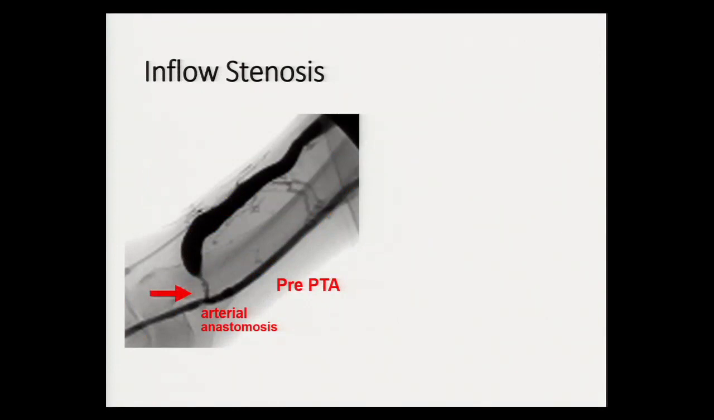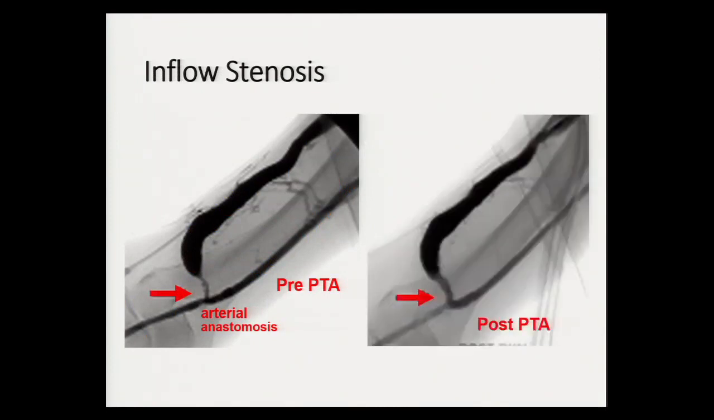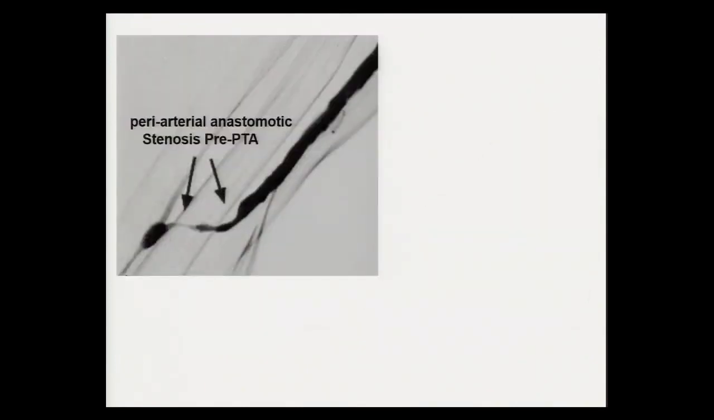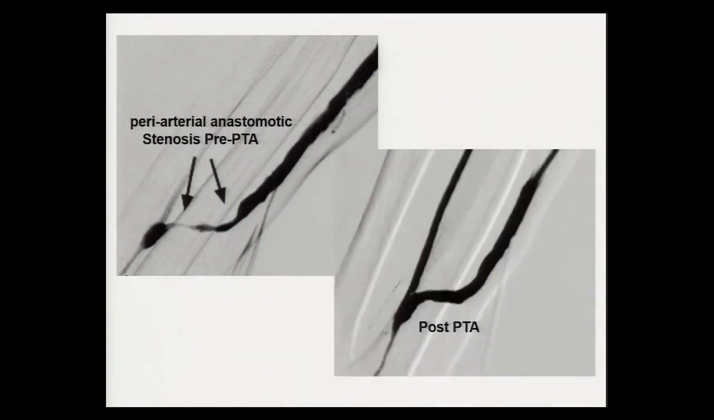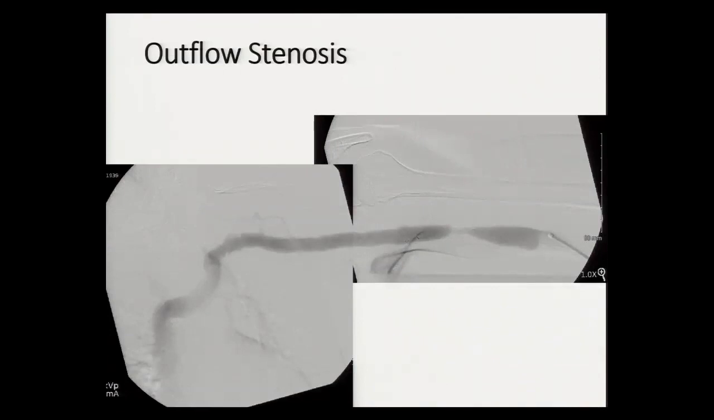So here are some images to show what we see and what we can do about these things. This is, for example, I believe a brachial cephalic fistula, brachial artery, and you see a tight stenosis at the inflow. After angioplasty, you can see a nice resolution of stenosis. We aim for a diameter of the lesion that's roughly equivalent to the diameter of the feeding artery. This is another one, periarterial anastomotic stenosis, with good result after angioplasty.